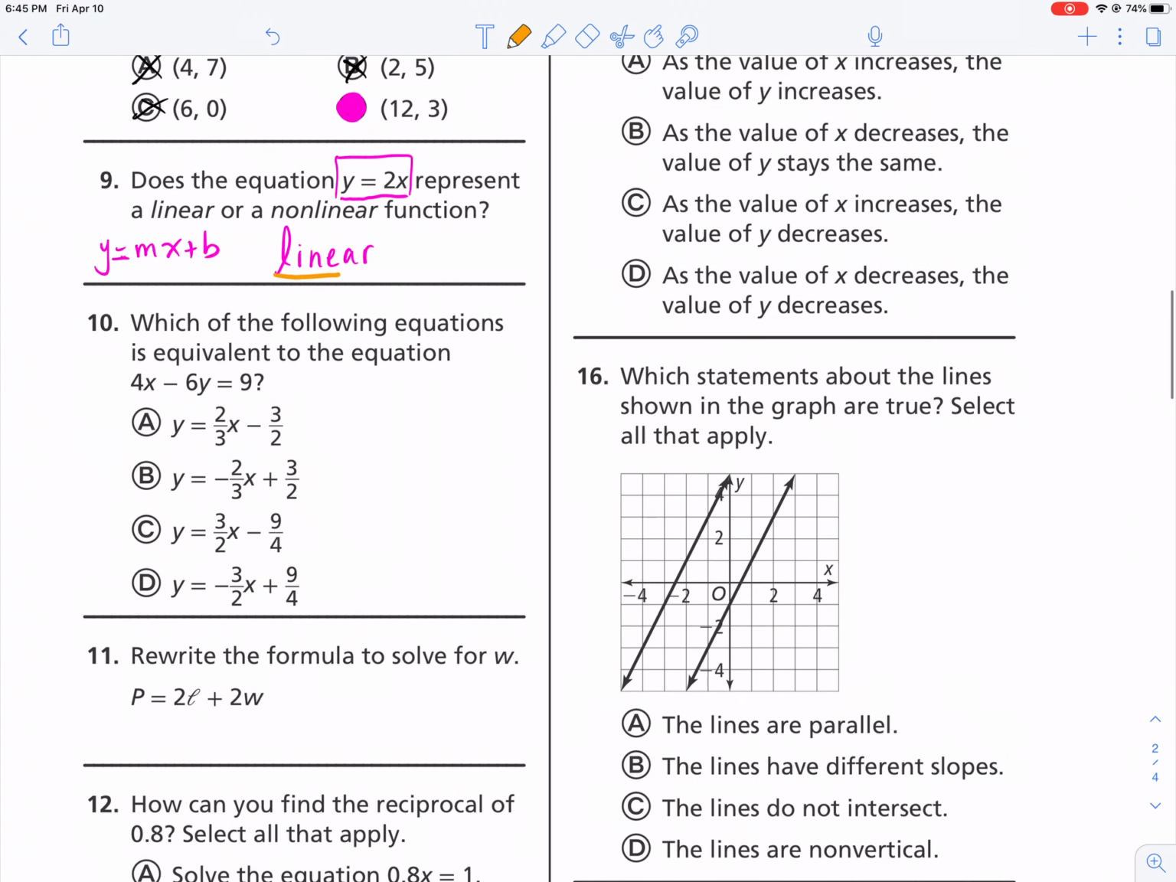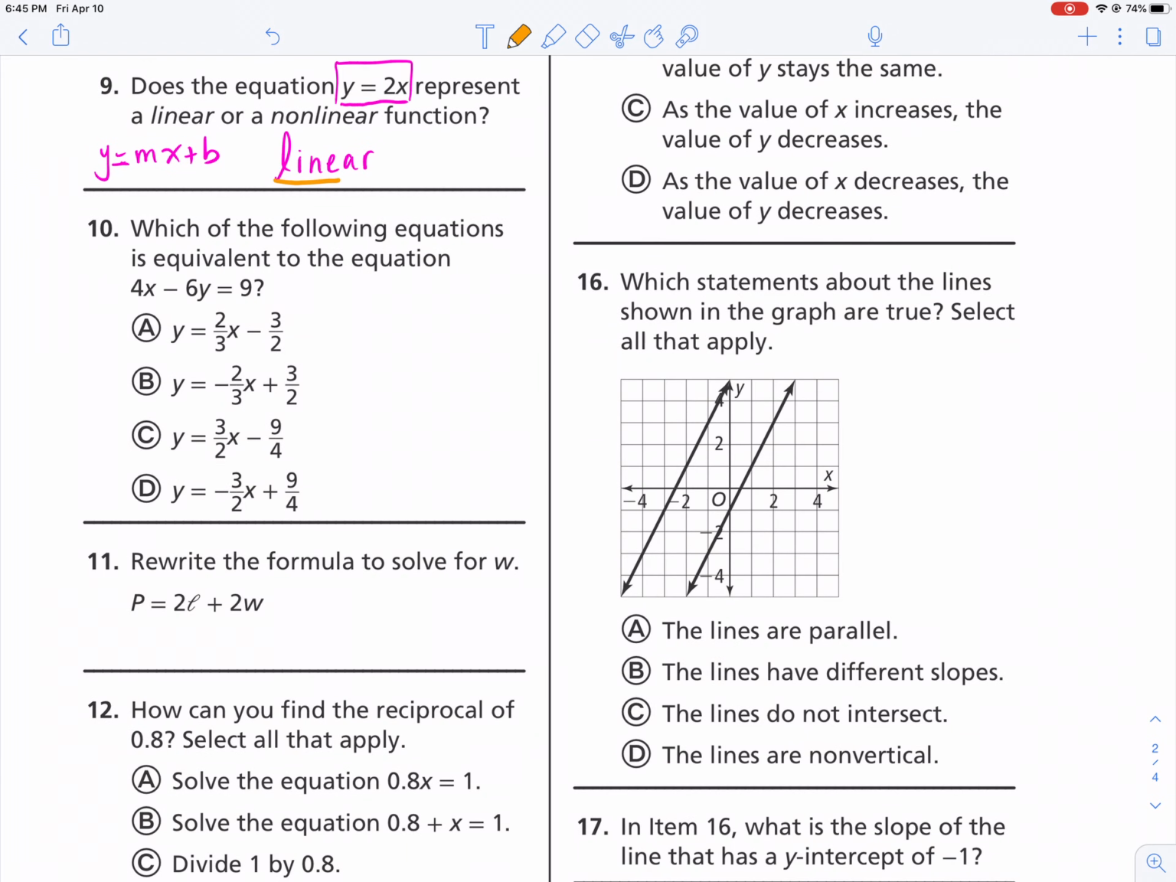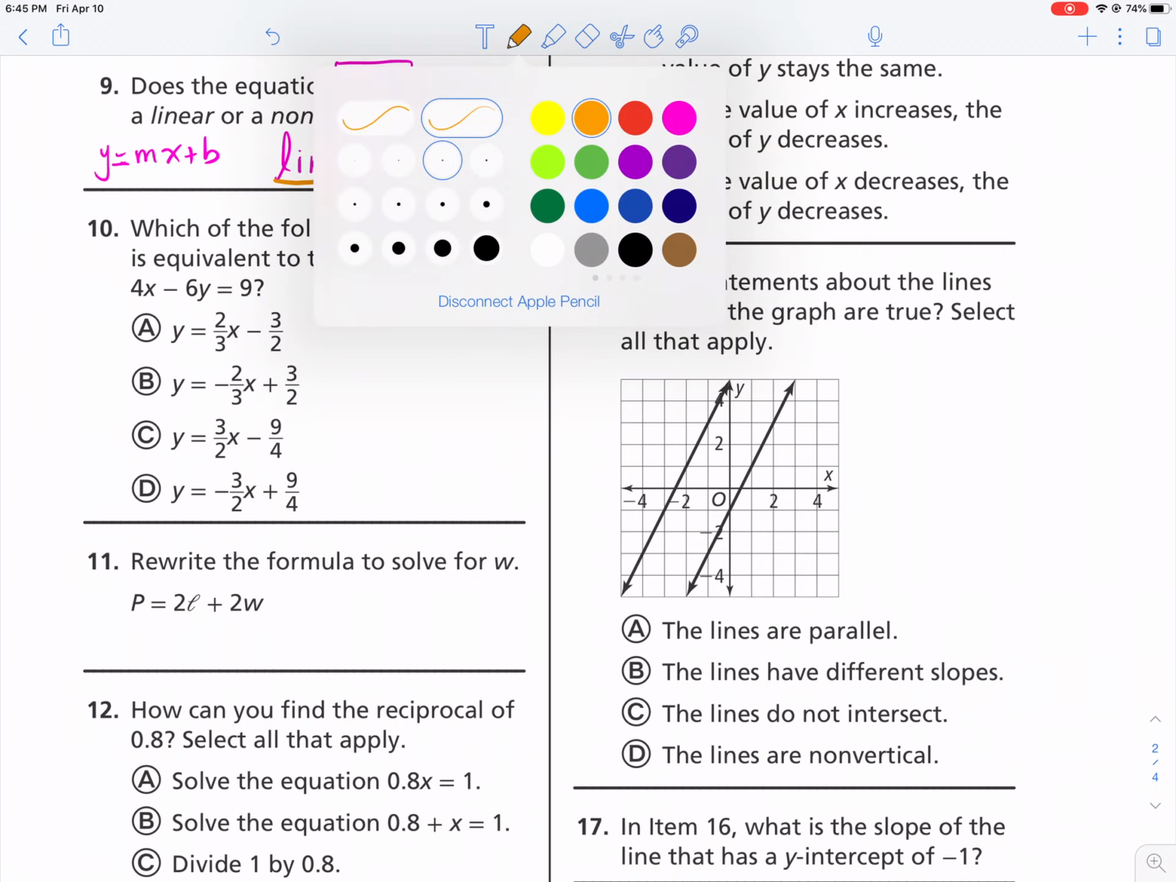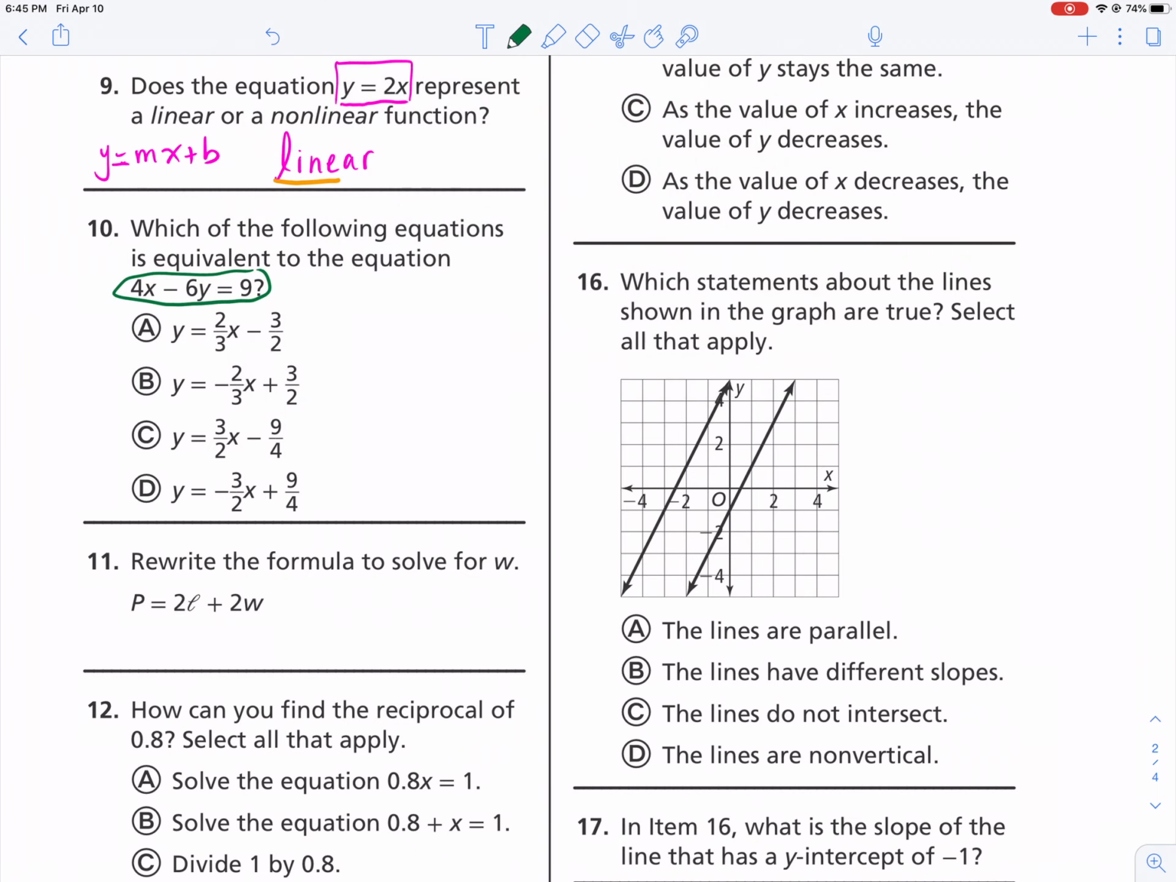So now we're going to move on down to number 10. Number 10 looks a little intimidating because we got lots of fractions, but all it's doing is taking this equation that's written in standard form here, and if you notice, all of our options have y by themselves. So over here we're going to write 4x minus 6y equals 9. Okay, and I know some of you guys are really good at this. Now some people might like to add 6y, some people might want to subtract 4x. So in our case, I'm going to add 6y so that it's positive. So these cancel out. I end up with 4x equals 6y plus 9 because my 9 is positive.